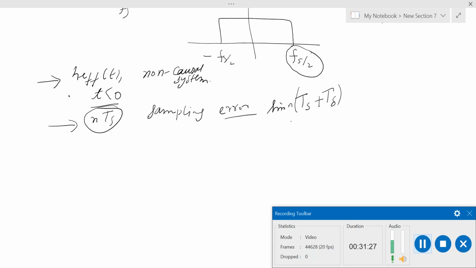So what we would like to do now is see how we can avoid this. That is, how can we get a transfer function, or how can we shape the pulse such that these two effects we are able to nullify as much as possible. That I will show in the next subsequent video.